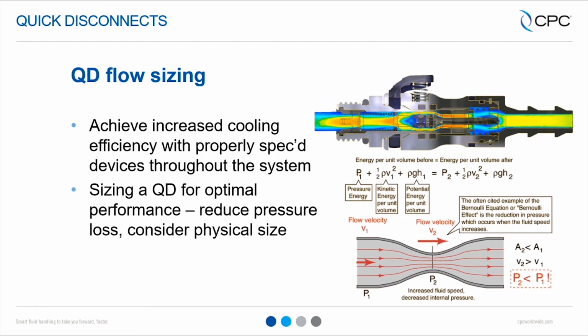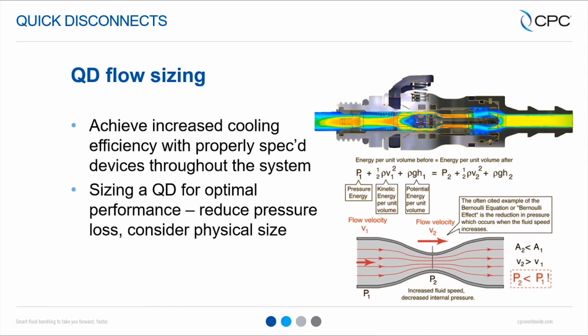Additionally, as we've seen on the right-hand side from our friend Bernoulli, we can understand the relationship of fluid velocity to fluid pressure. As the fluid velocity increases, for example, when flowing through tight spaces and small orifices, the fluid pressure will actually decrease, contributing to the overall system pressure loss.